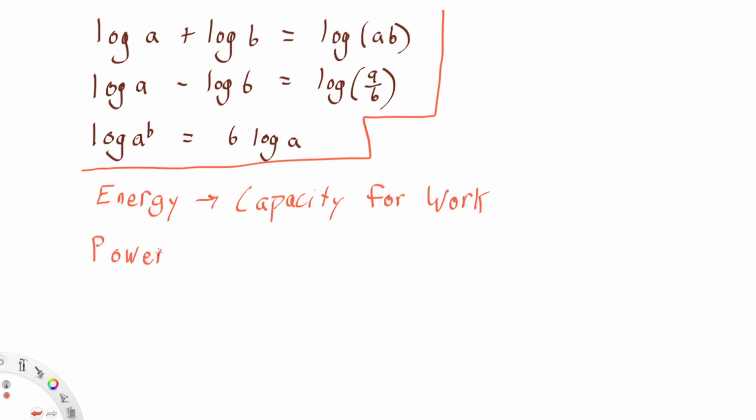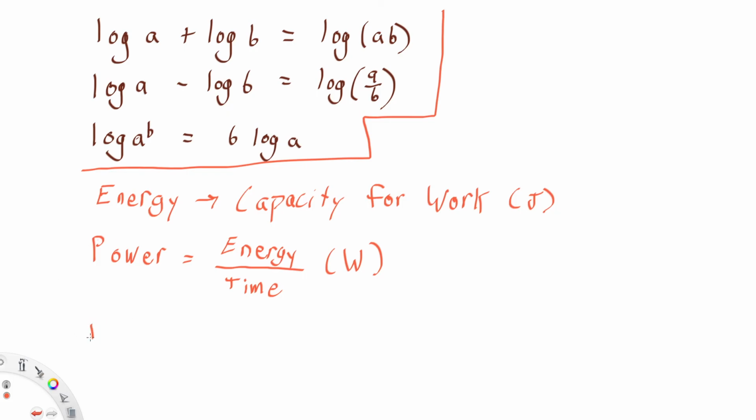So there's a related quantity called power. Power is the rate at which you deliver energy. Energy is measured in units of joules. Power is measured in units of watts. So a watt is 1 joule of energy delivered per second.